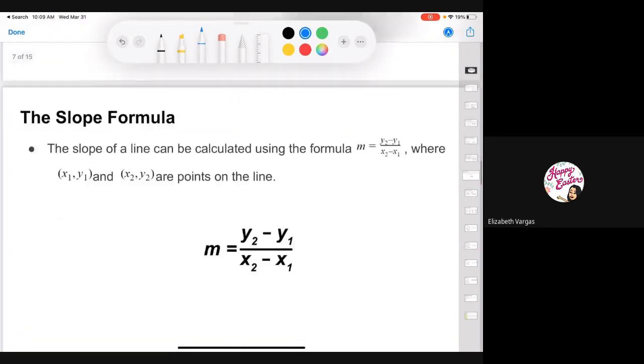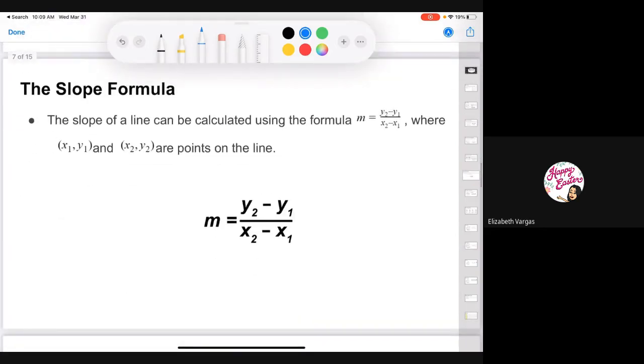Questions, concerns? So again, this is what is known as the slope formula. The slope of a line can be calculated using this formula. M is representative of the slope, so whenever we see M, we should think of slope. We find the slope by doing y2 minus y1 over x2 minus x1, where x1 and y1 and x2 and y2 are points on that line or points on that table, depending on what type of graphic organizer we have.